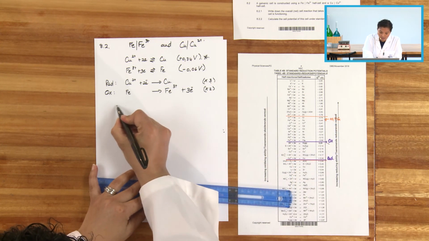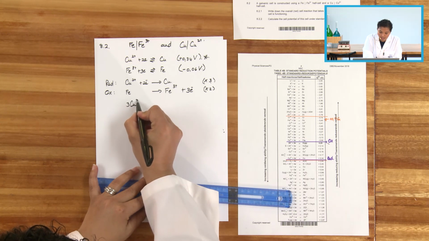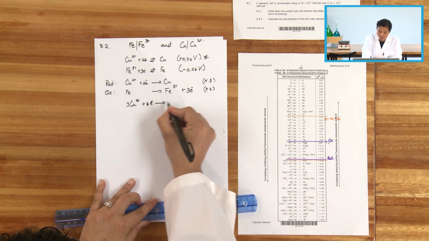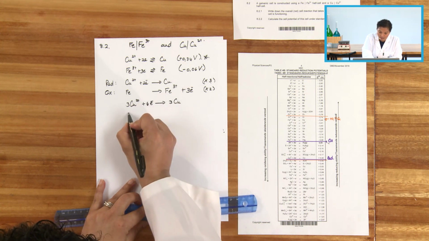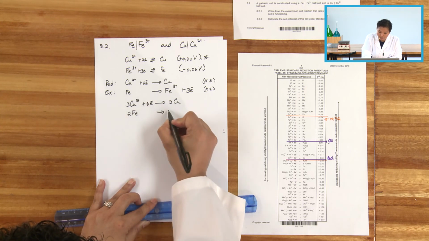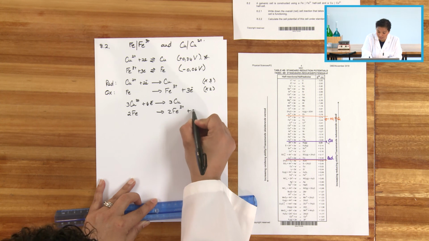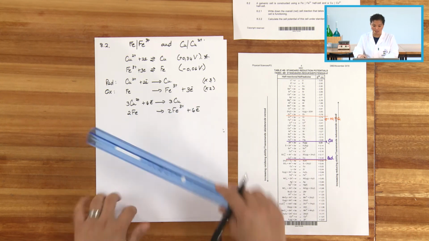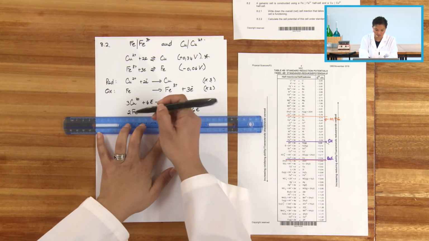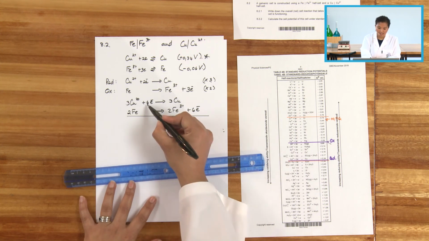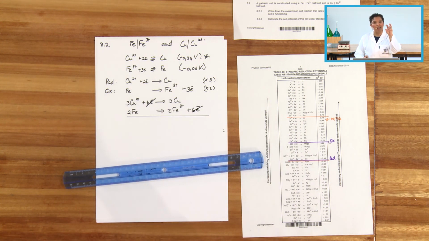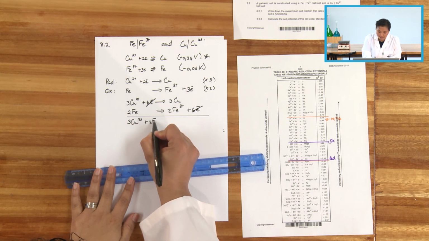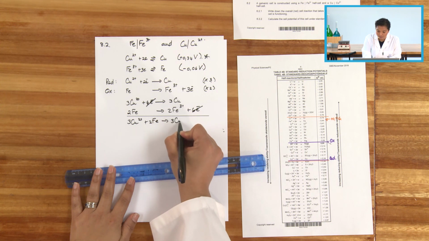So this would give me 3 copper 2 plus ions plus 6 electrons reacts to form 3 copper. And then 2 iron reacts to form 2 iron 3 plus ions plus 6 electrons. And I get excited because now I've got the same number of electrons being gained and lost. I can now calculate the overall reaction. So I can cancel out, and I collect all on the left and collect on the right. So I've got 3 copper 2 plus, plus 2 iron.